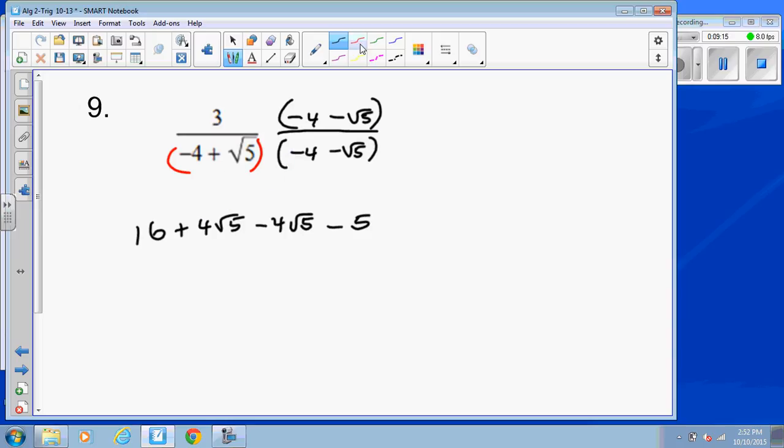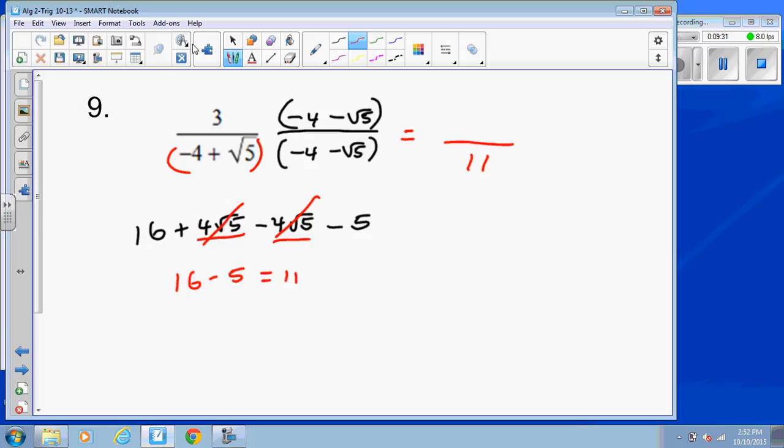And what happens now is when I combine like terms, these terms will cancel. 4 square root of 5 minus 4 square root of 5 will cancel each other out, and it becomes 16 minus 5, or 11. So the bottom of my fraction is just plain 11.